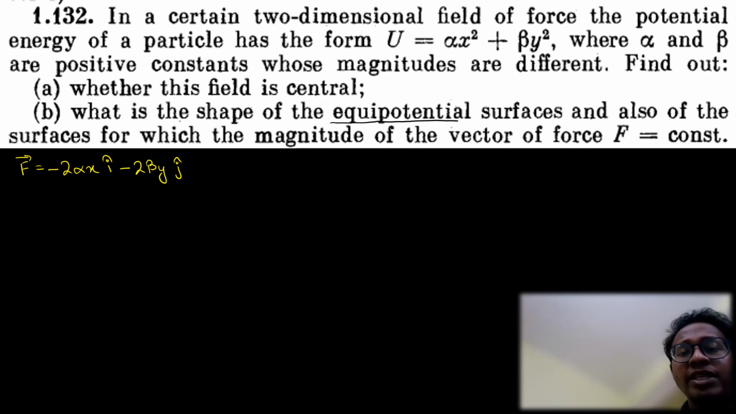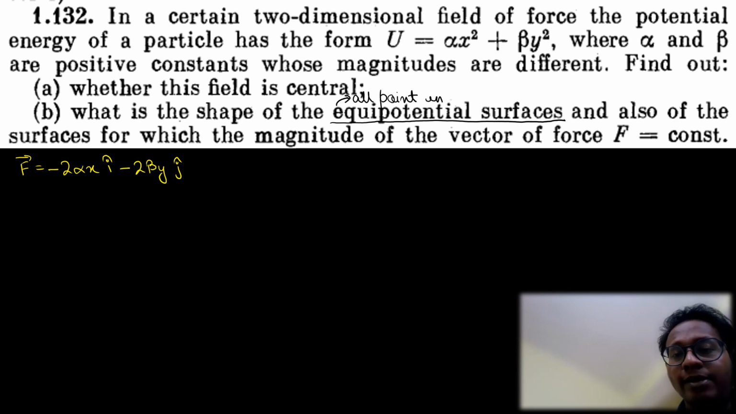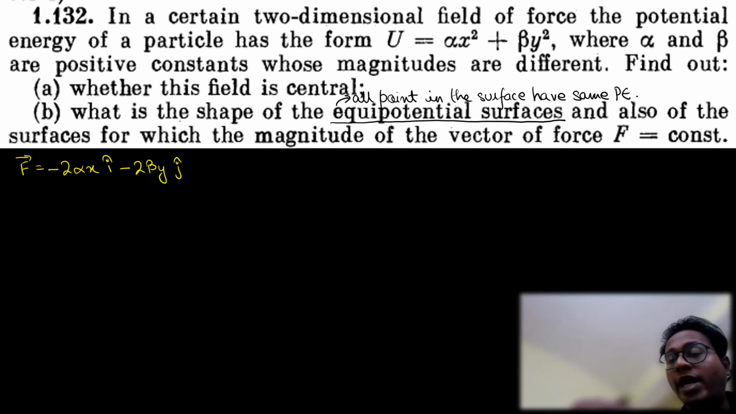My first question is, what is the meaning of equipotential surface? Surfaces in which all the points have the same potential energy are called equipotential surfaces. That means if you move around on the surface, the change in potential energy is equal to zero. Equipotential surfaces are those surfaces in which all the points have the same potential energy.